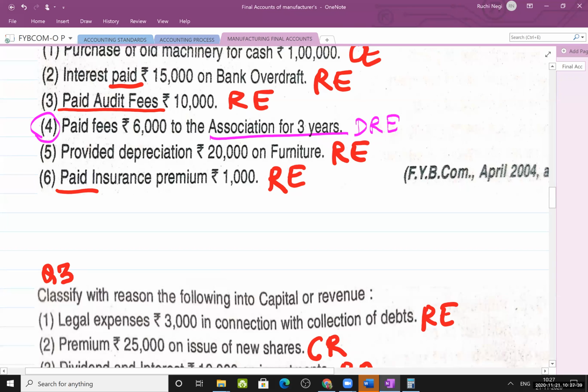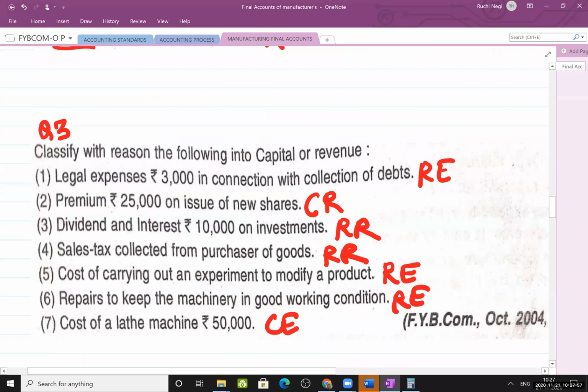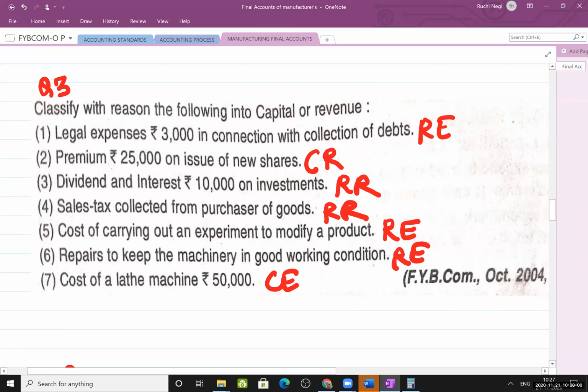Yeah. Provide depreciation 20,000 on furniture. Depreciation is charged every year, right? Yeah. So it is a revenue expenditure. Paid insurance premium, it's a revenue expenditure because paying insurance, renewing your insurance premium is a regular business activity. Next, this one. Legal expenses 3,000 in connection with collection of debts. Okay. Collection of debts is a regular business activity. क्योंकि अगर आपने credit sales किया है तो obviously bad debts होगा तो bad debts को मतलब debts को recover करने के लिए if you are incurring any legal expenses for it, it's a regular business activity, so revenue expenditure.